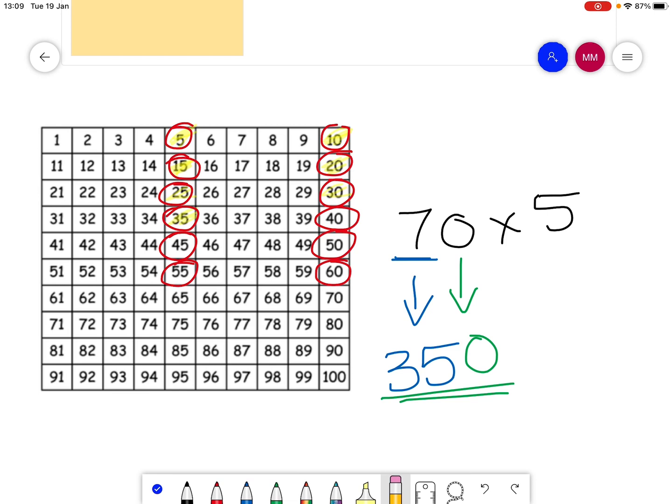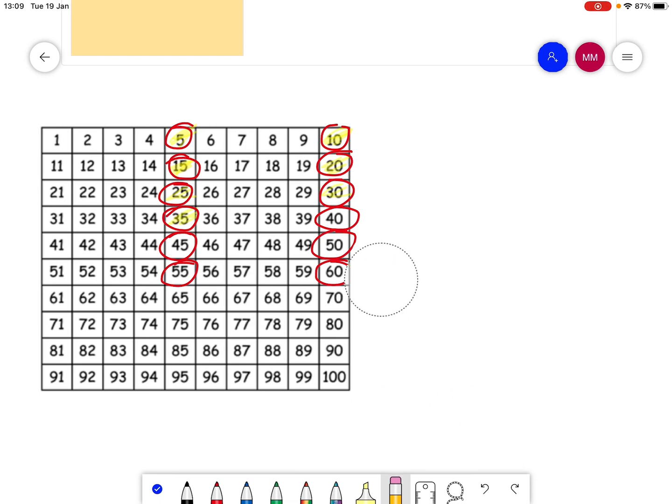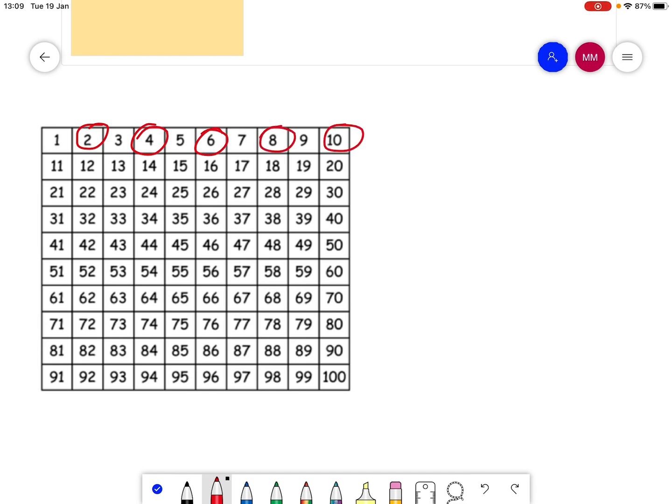Now we can do that for any times table, not just the 5. So say we had a 2 times table question. So let's get our 2 times table set up. It goes 2, 4, 6, 8, 10, 12, 14, 16, 18, 20, 22 and 24. And we could keep going if we wanted to, but we'll stop there.